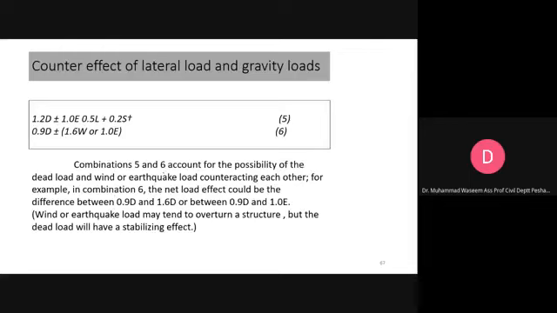This is so because the wind and the earthquake are the lateral loads, and they try to destabilize the structure, but the dead load tries to stabilize the structure.